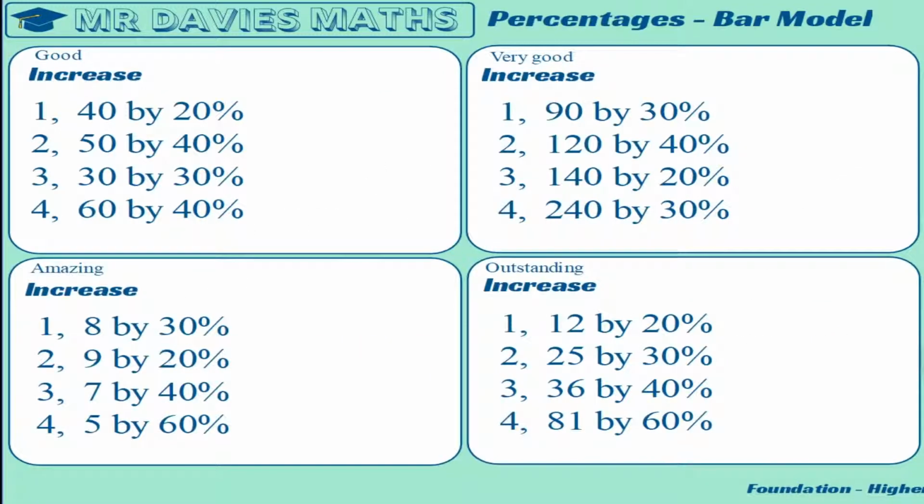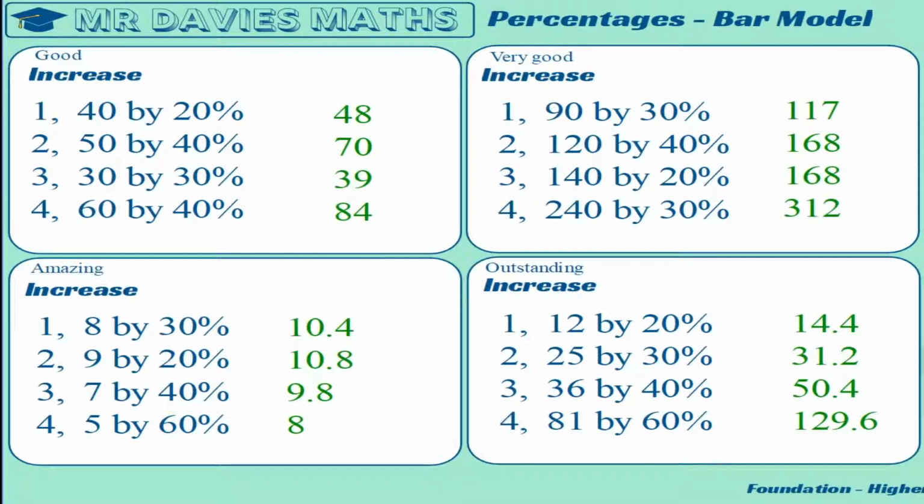Right, your turn. Pause the video here. Make sure you draw them out, add the extra boxes on, then calculate the new total. I'm going to put the answers on the board in a short while. Good luck. Okay, here come the answers. Give them a tick, give them a cross. Hopefully you've got them all correct. All you need to do is figure out the new total by adding on those extra boxes.